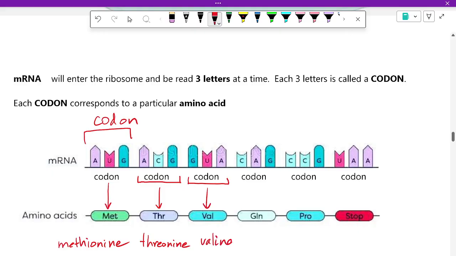Every 3-letter code gives you a different amino acid. You don't need to know any of those names. You don't need to know which one matches with which one. You just need to know that a specific codon gives a specific amino acid. So far, so good? Okay.